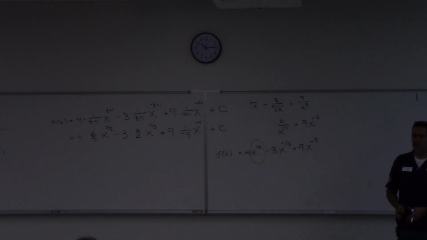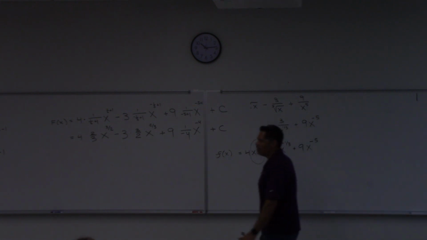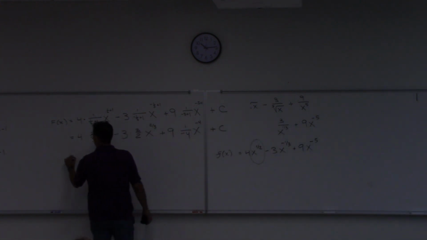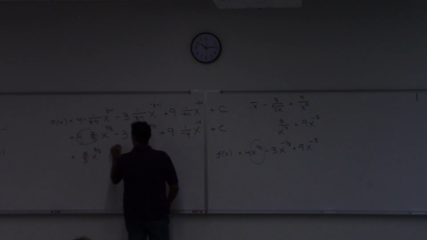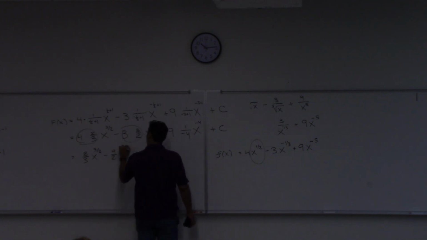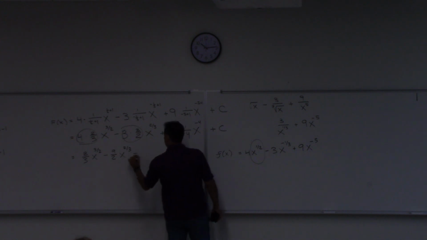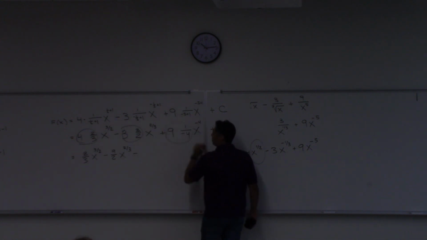Any questions? Clean it up. There's a little bit more arithmetic to do here. Put these together. That's 8/3 x to the 3/2. This is 9/2 x to the 2/3. And then this is going to become a minus because you're going to put those two together. It's going to be a negative number.